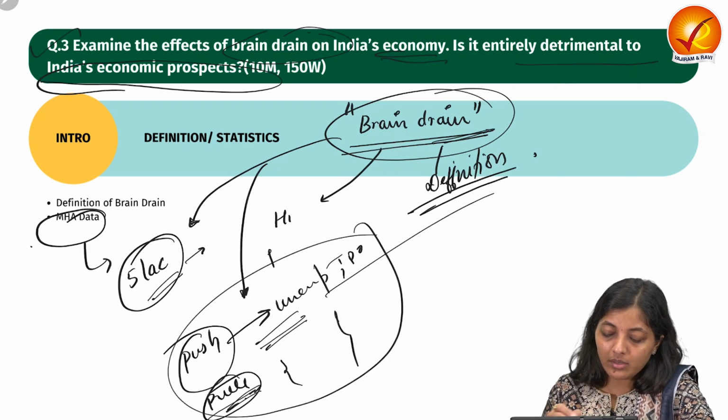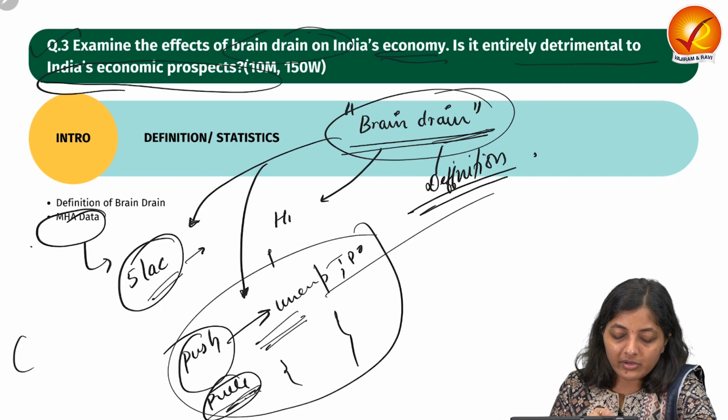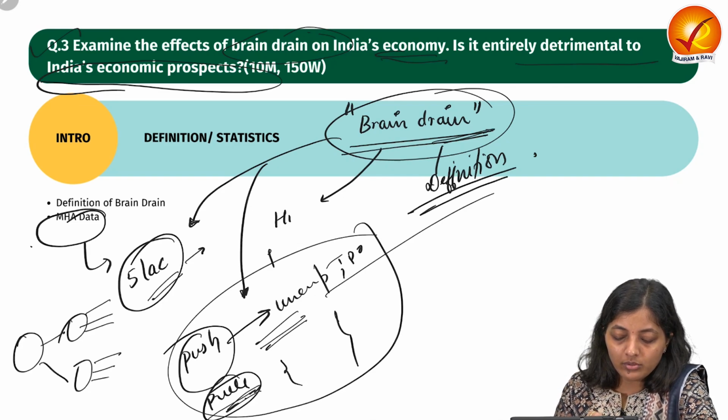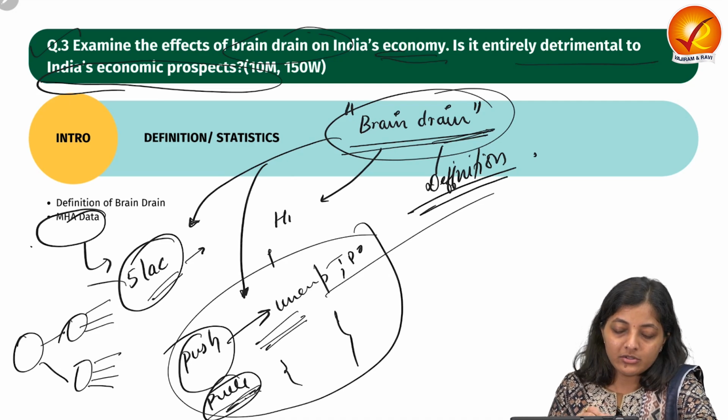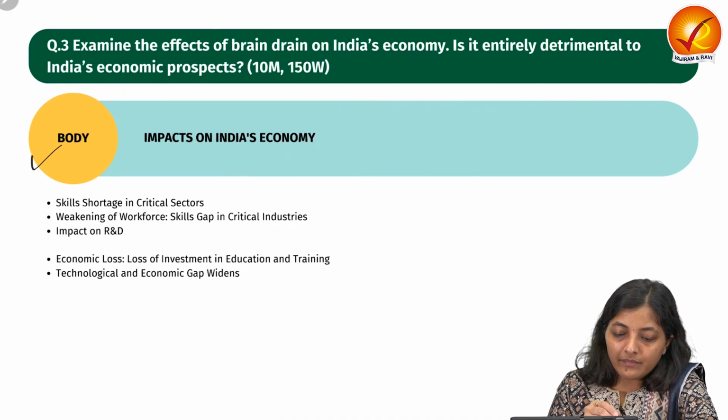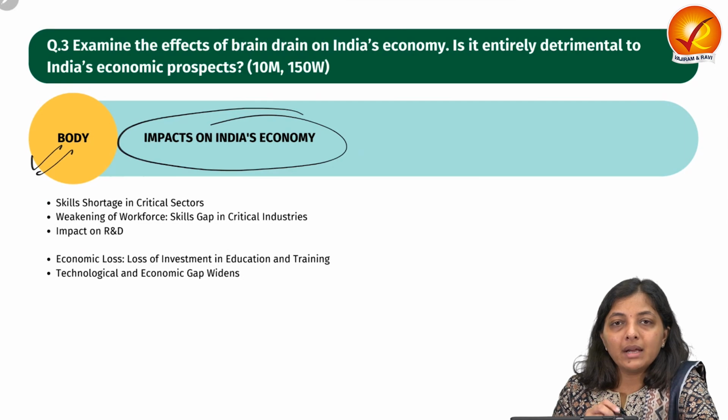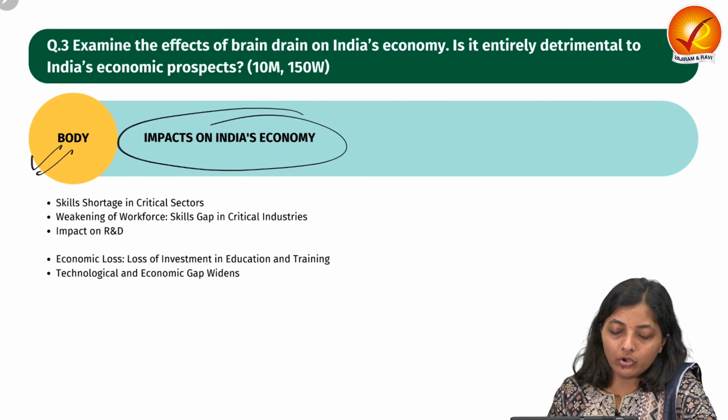So this way you can make a small diagram after the introduction: brain drain, push factor, pull factor, and like two to three points in each of these. So this will fetch you more marks. Then comes the body, the impact of brain drain on the Indian economy.